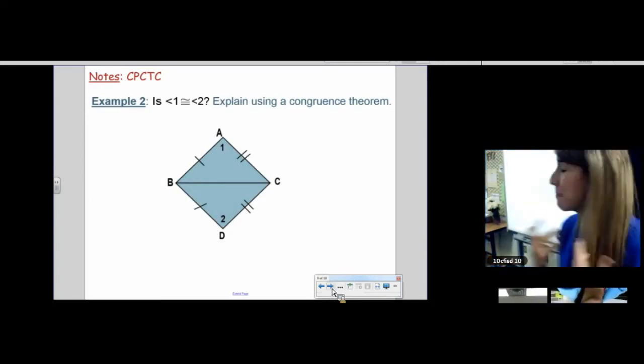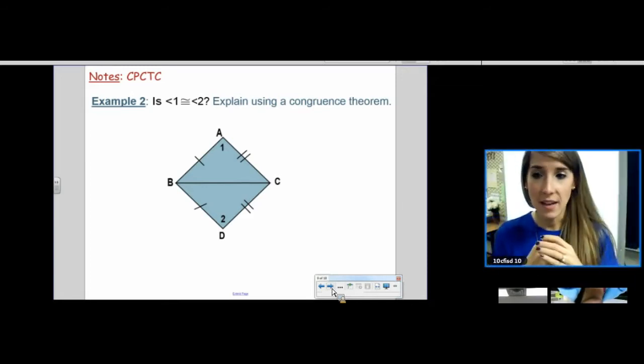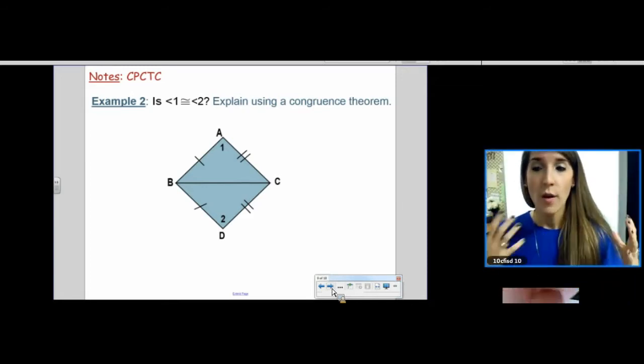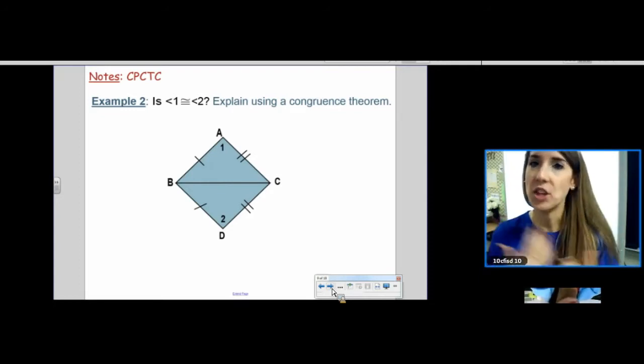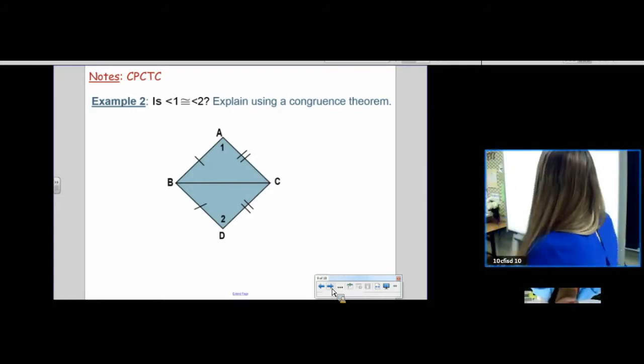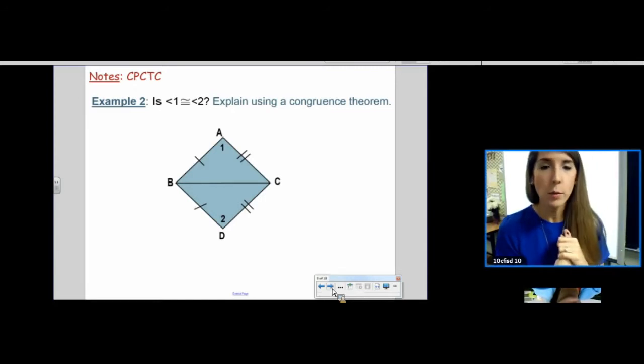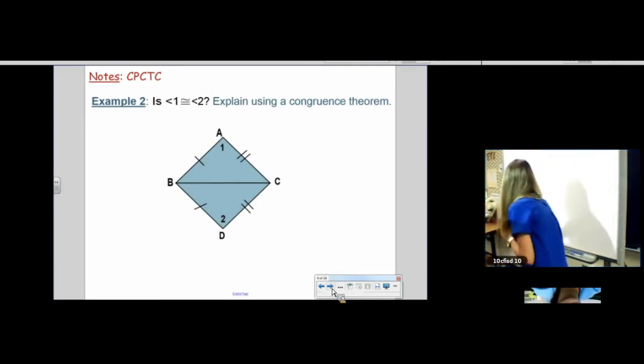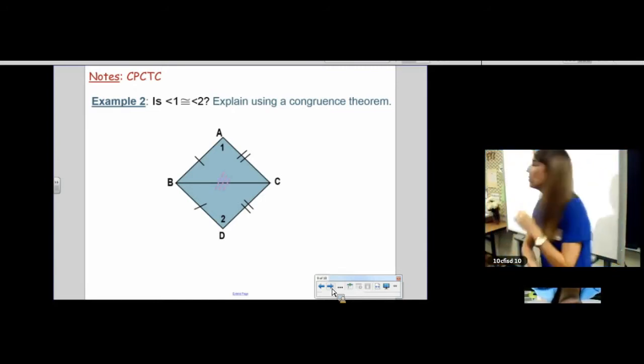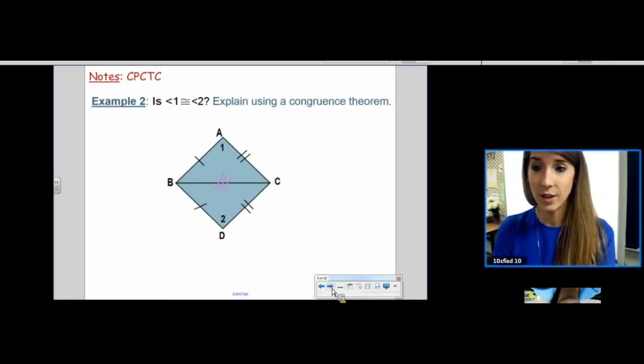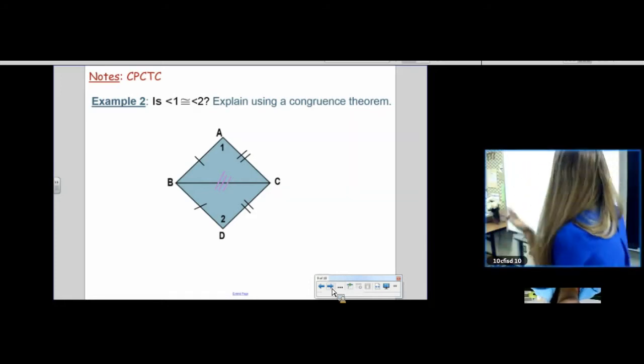So, it might be congruent, it might not. But if angle 1 is congruent to angle 2, first we have to establish that the triangles are congruent. So let's do it. Let's mark what we know we can mark. Reflexive property of equality allows us to add tick marks to BC, since BC is congruent to BC. Now we can make a statement.